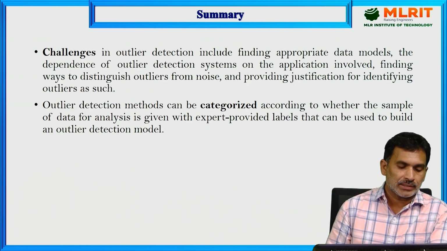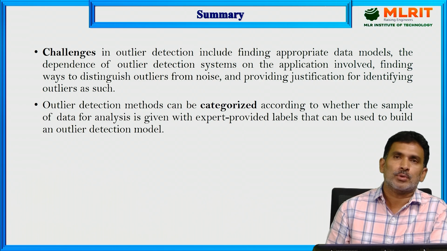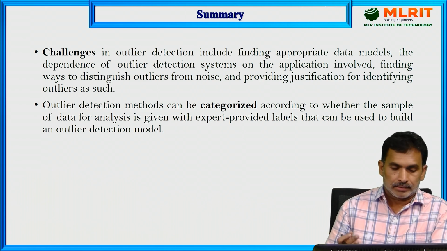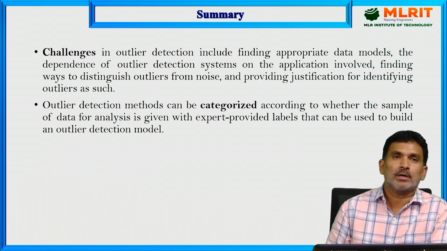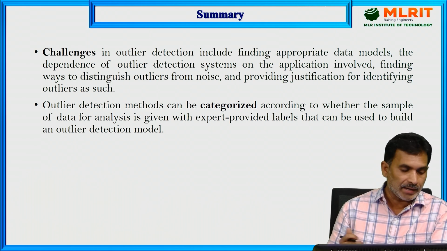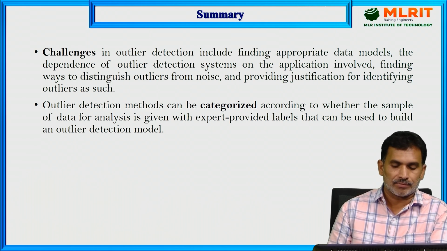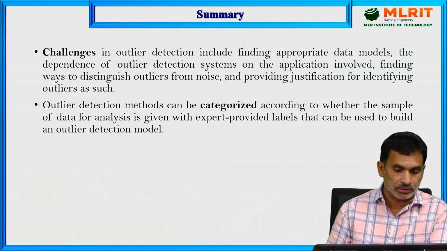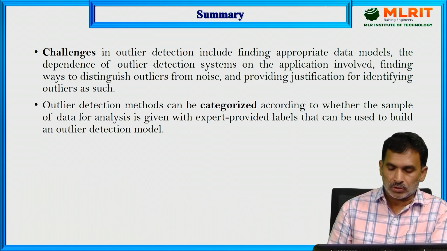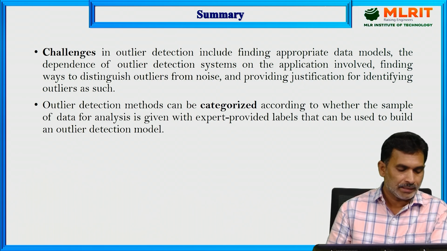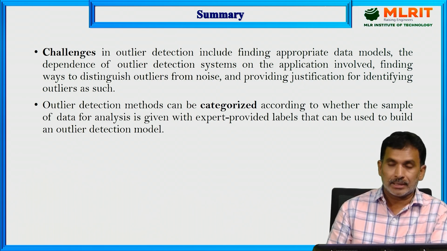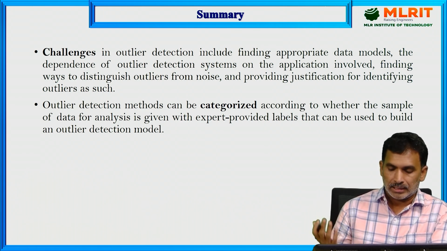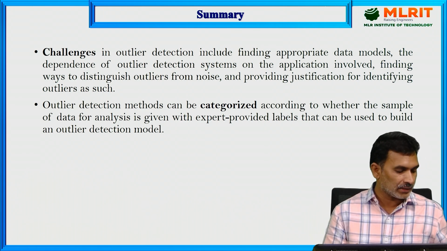The challenges in outlier detection include finding appropriate data models, the dependency of outlier detection systems on the application involved, finding ways to distinguish outliers from noise, and providing justification for identifying the outliers as such, that is, understandability. Outlier detection methods can be categorized according to whether the sample of the data for analysis is given with expert provided labels, that is, whether samples with labels or without labels can be used to build outlier detection models.